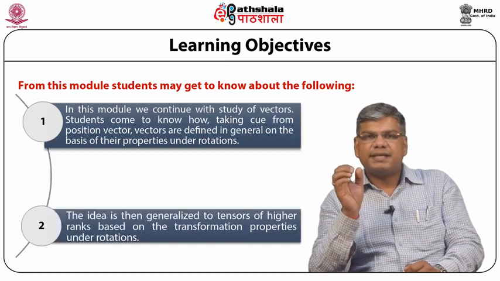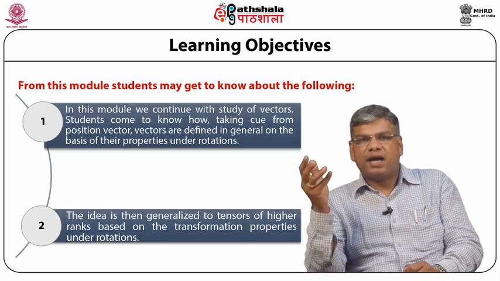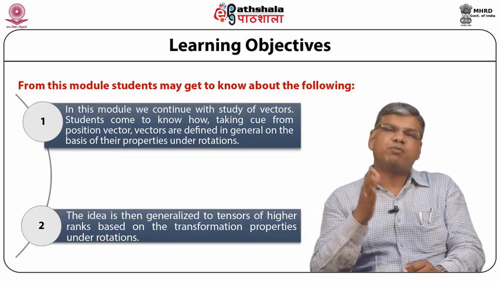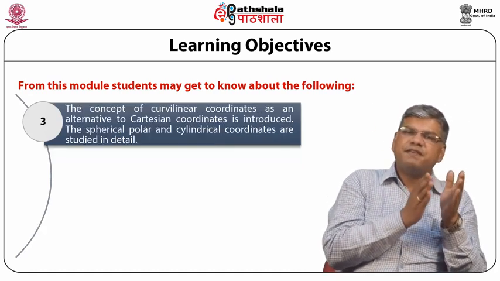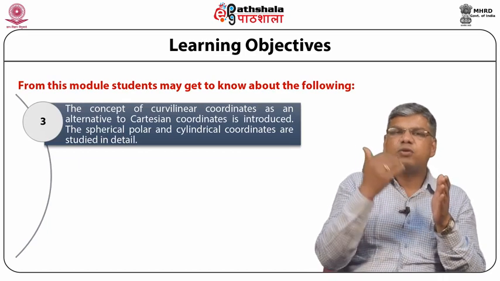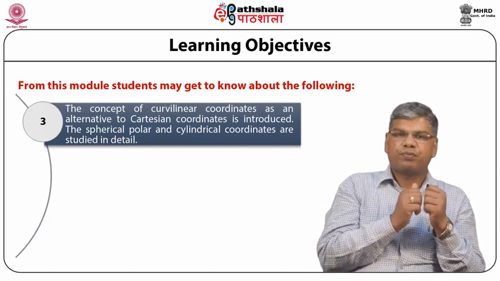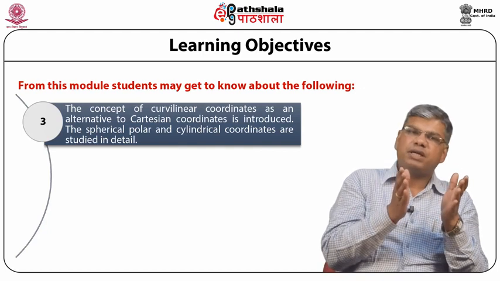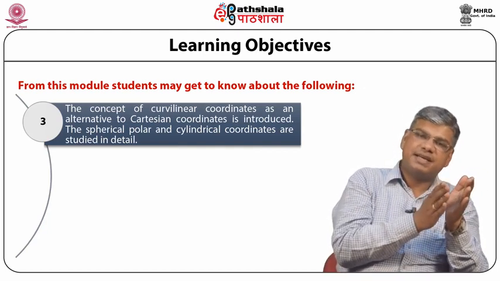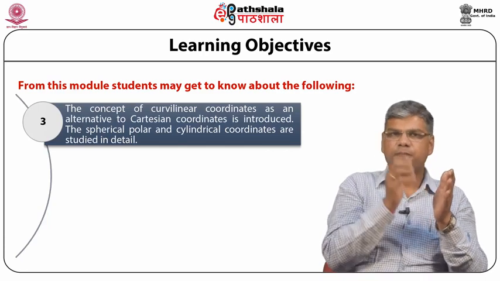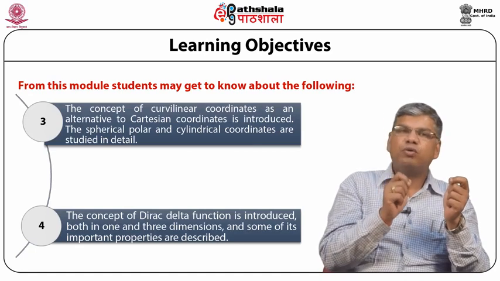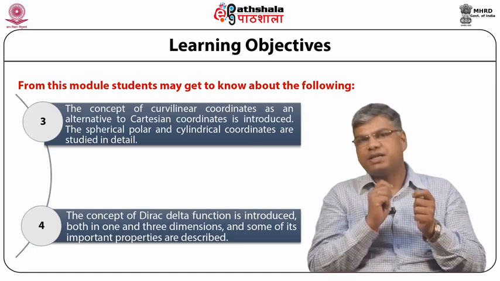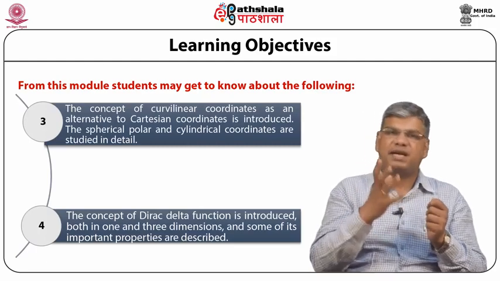Then the idea is generalized to tensors of higher ranks based on the transformation properties under rotations. After that, the concept of curvilinear coordinates as an alternative to Cartesian coordinates is introduced. The spherical polar and the cylindrical coordinate systems are studied in detail. And then the concept of Dirac-delta function is introduced both in 1 and 3 dimensions, and some of its important properties are described.